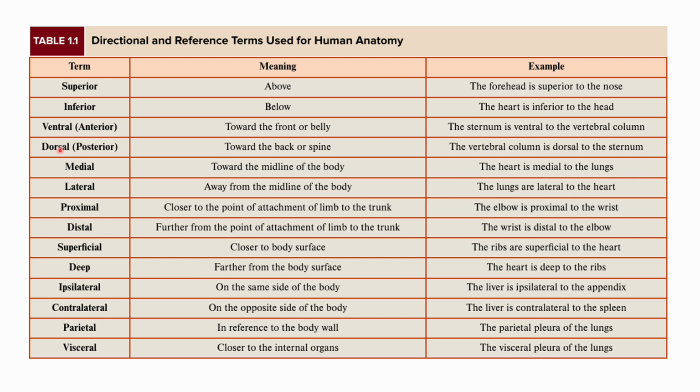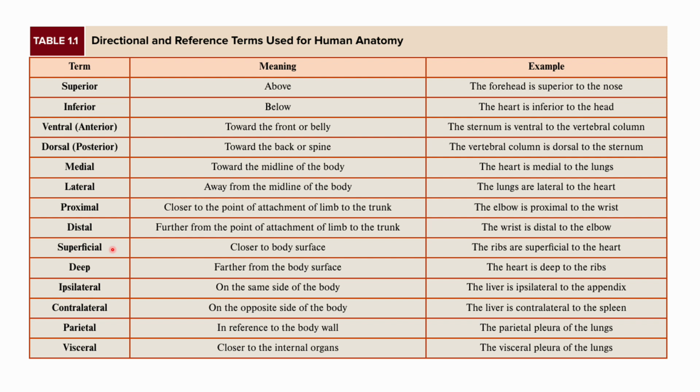Ventral and dorsal are usually used in animal anatomy, and anterior and posterior are usually used in human anatomy, but they are often used interchangeably, so be familiar with both of them. Medial means towards the midline, lateral means away from the midline, proximal means closer to the point of attachment of a limb to the trunk, distal means further from. Superficial means closer to the body surface. Deep means deeper to the body surface.